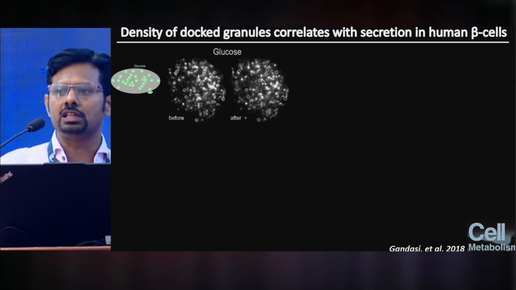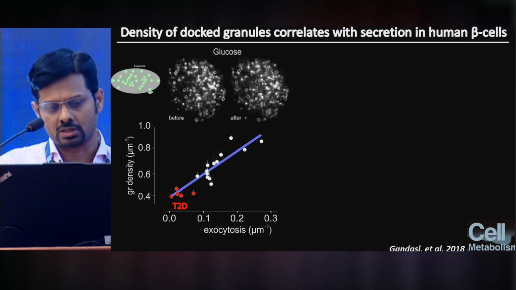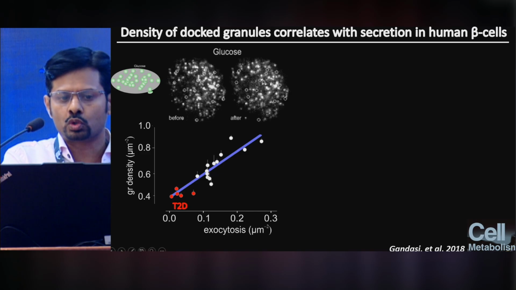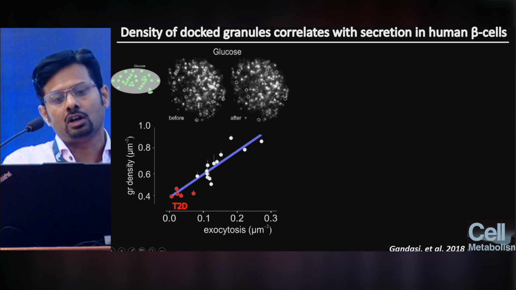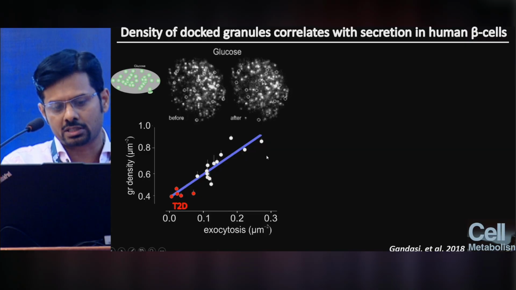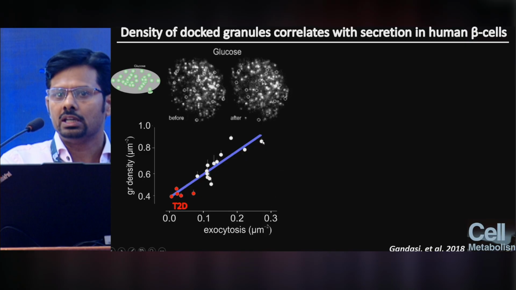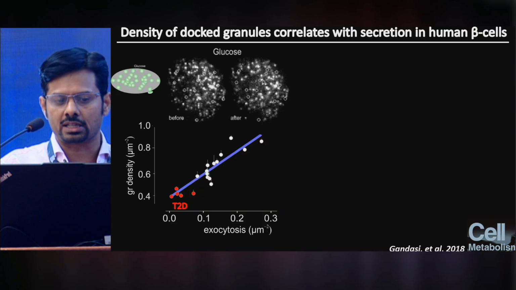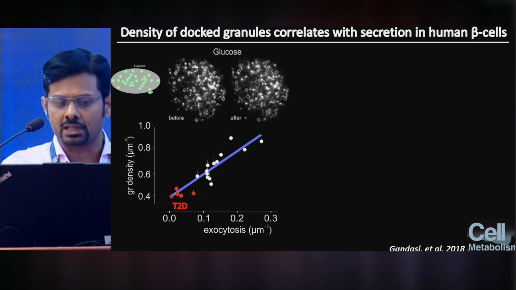So we tried to see the total number of docked granules and how many of them undergo exocytosis. When you try to correlate them, you see the number of dots here, which is the docked granules, and then how many of them undergo exocytosis, which is on the x-axis here. These are individual donors that you see. In these individual donors, there is a very nice correlation between the number of docked granules versus the total number of exocytotic events that you see there.